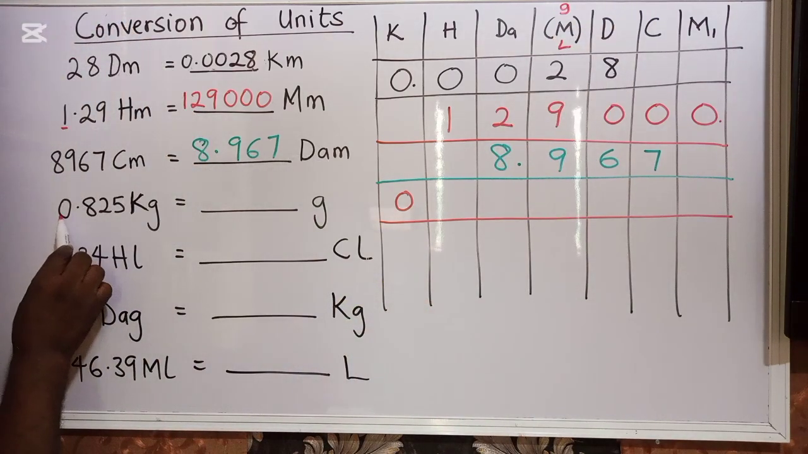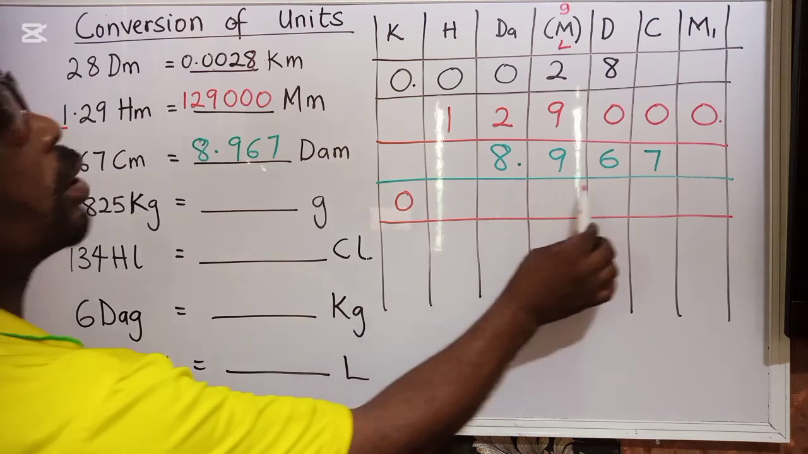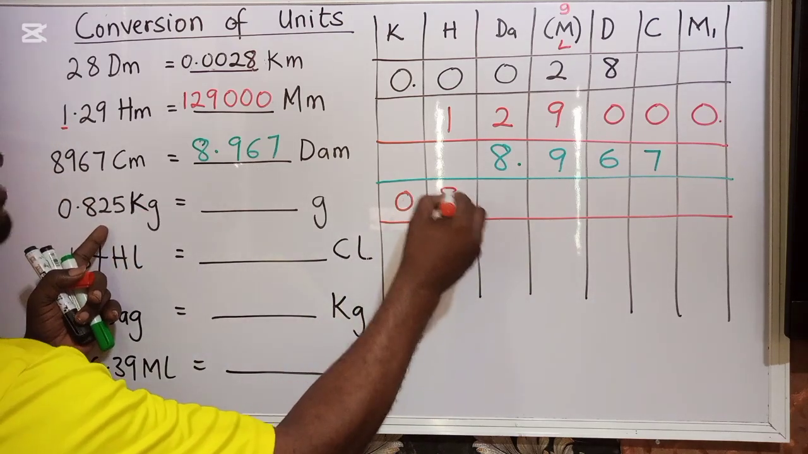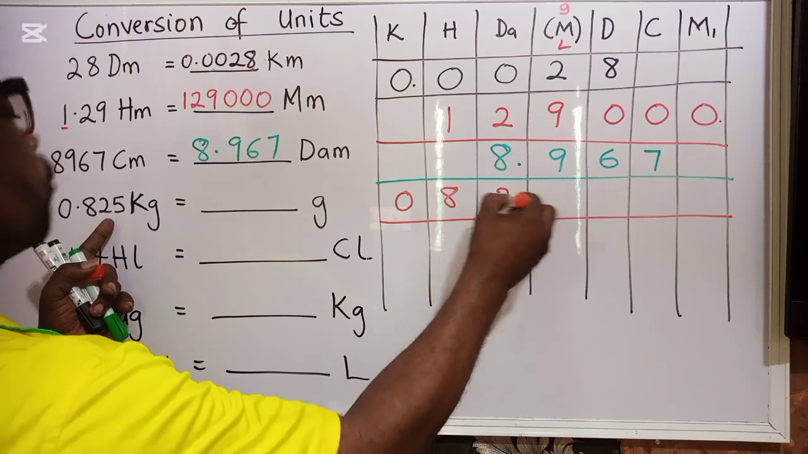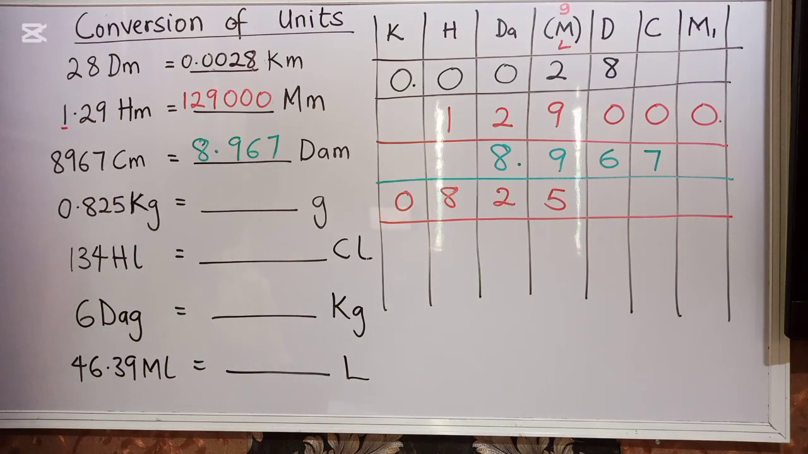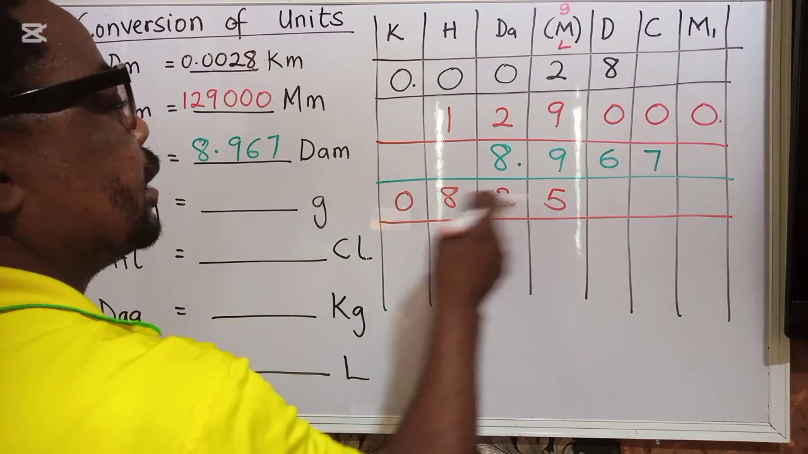So this one, we keep moving towards this direction. That means we have number to write. So that means we have 8 here. We have 2. And we have 5. Have we gotten there? Yes, we have gotten to the gram. So this is the answer.